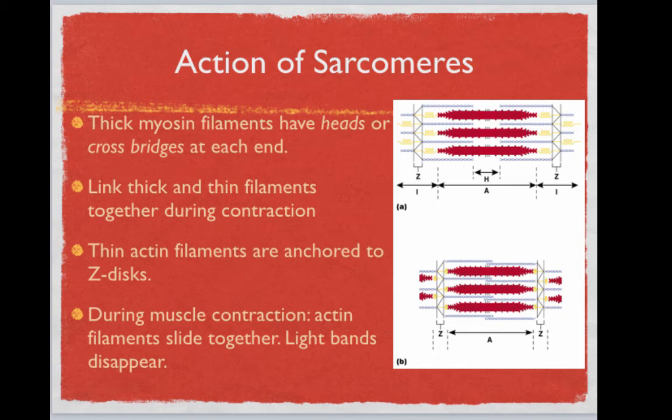So I mentioned that sarcomeres are the contractile unit of a muscle. Here's how that looks. So here we have two different pictures of a sarcomere. This is a relaxed sarcomere, and this is a contracted sarcomere. The difference that you can see is that in the relaxed sarcomere we have an H zone. So we have this area where the myosin is bare and the actin filaments, the light blue, are not stretching all the way in towards the center.